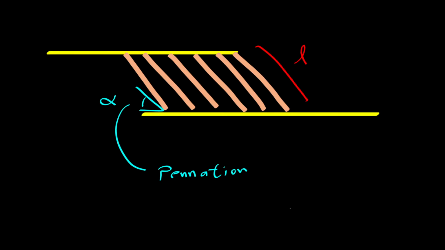You'll notice that just like a bird feather has little strands that come off like this, muscles also have these pinnated fibers that come off at an angle. And as we'll see in the next video, there are a couple different types of pinnation that we see in muscles. And we'll go in detail about that in the next video.